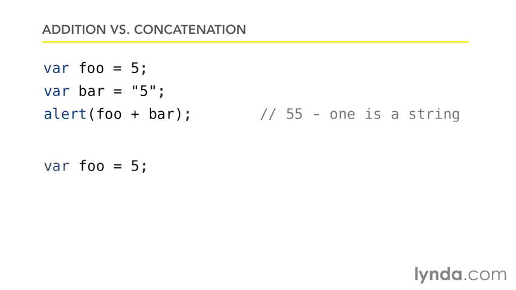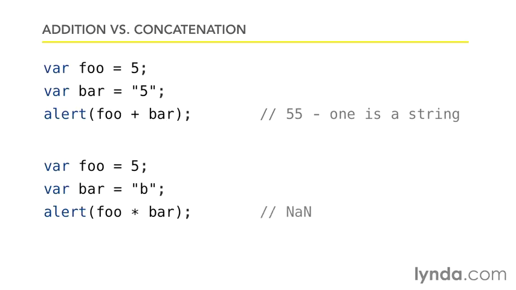And where it can get even a bit more involved is what happens if you try and do something that just doesn't make sense. We create a variable foo equal to 5. We create variable bar equal to the letter B. And then we try and alert foo times bar, foo multiplied by bar. Well, concatenation doesn't work here. What you're actually going to get is this. You're going to get the value uppercase N, lowercase a, uppercase N. This is not a number. It's how JavaScript will represent something that just doesn't make sense.